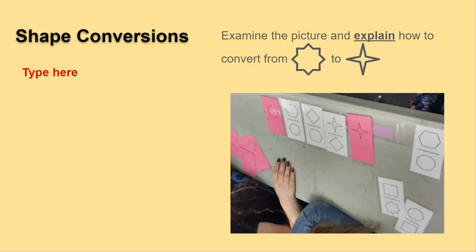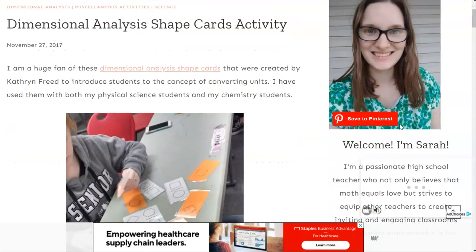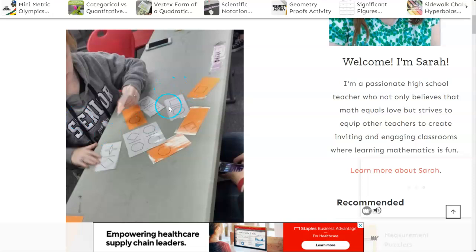So I want to first go to her site to show you where this came from. This is Math Equals Love, and this is the dimensional analysis shape cards activity. I called it shape conversion, and so here you have kids working with these cards. She did color code her cards, and I do recommend that you do that. When I show you the cards in a moment, I'll explain how to run these off.